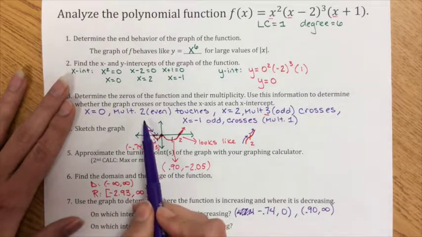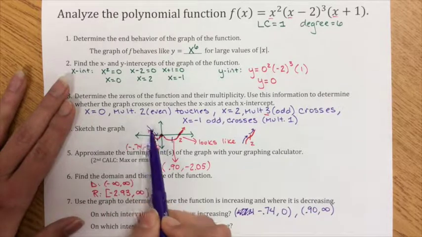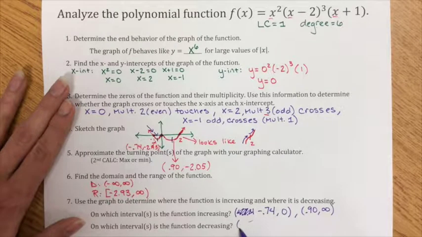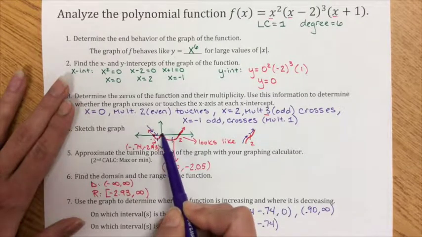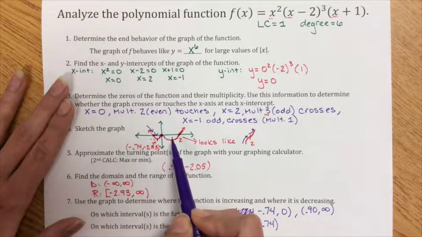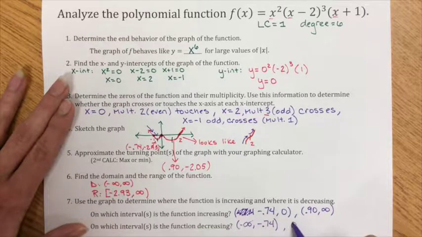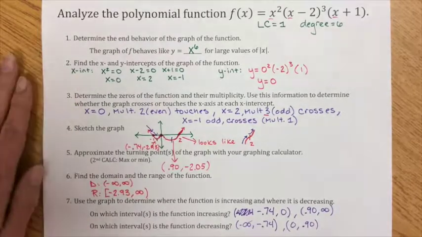Now let's talk decreasing. Decreasing from the very far left right here, negative infinity all the way to this x value. So negative infinity to negative 0.74. And then we start at the origin and we decrease all the way to this value right here, which is 0.90. So from 0 to 0.90. And so those are the two intervals where we are increasing and decreasing.